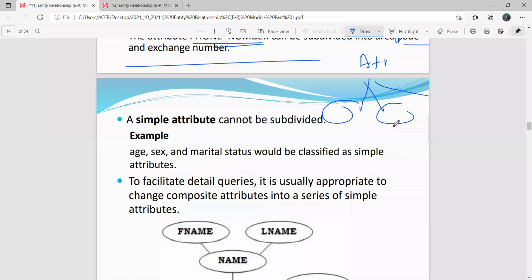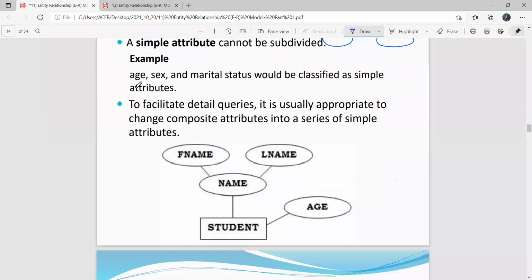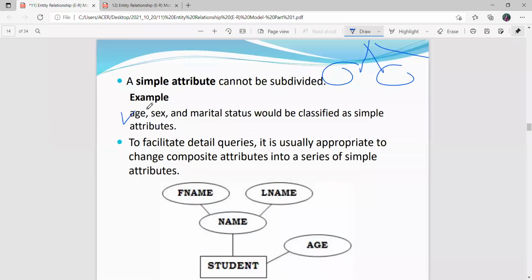Then simple attributes. A simple attribute cannot be subdivided. You can see age. Can we subdivide this into other attributes? Age. Not the date of birth, I'm talking about age. Age is 25 or 23, a numeric value. Can we subdivide it into another or additional attribute? No. This is from page number 51, 52, 53 likewise.